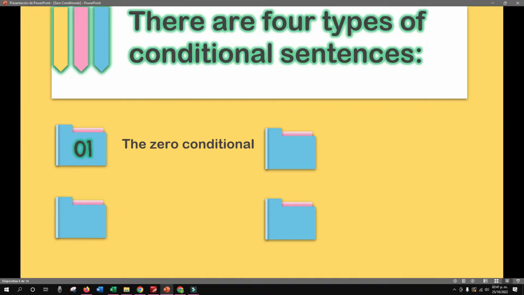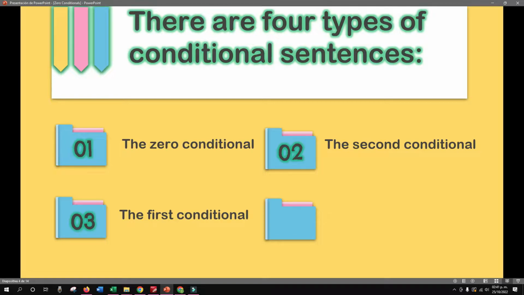The zero conditional, that is the one that we're studying right now. Also, we're going to study next the second conditional. Oh, that will be the next one. Then the first conditional, and also the third conditionals.